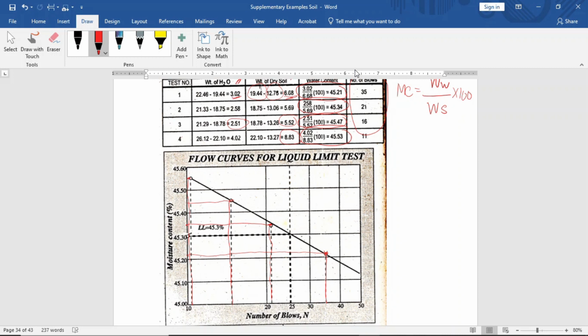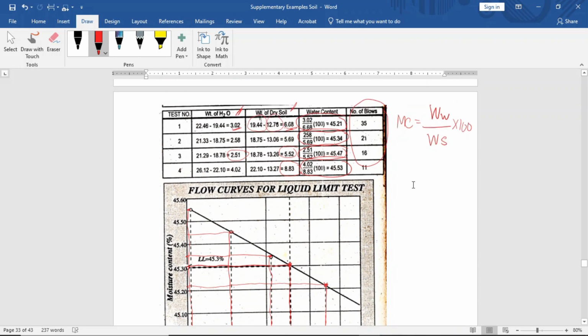So, after that, tulad ng kanina, hanapin natin kung saan yung 25 blows. Every time na mag-solve tayo, 25 blows yung pinapahanap sa atin, kasi yun yung para sa liquid limit. So, 25. Saan siya nag-intersect? Sa moisture content, so, 45.30%. So, yan yung ano natin para sa liquid limit natin.